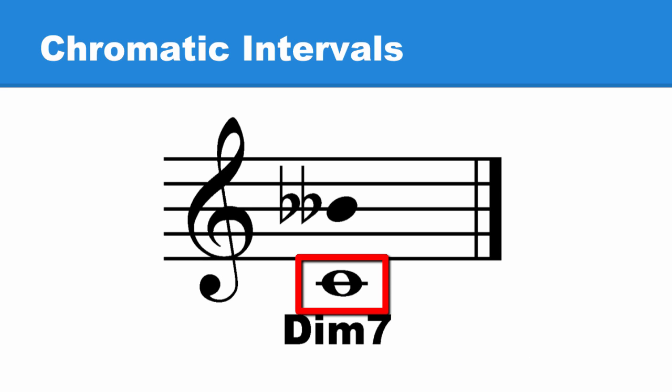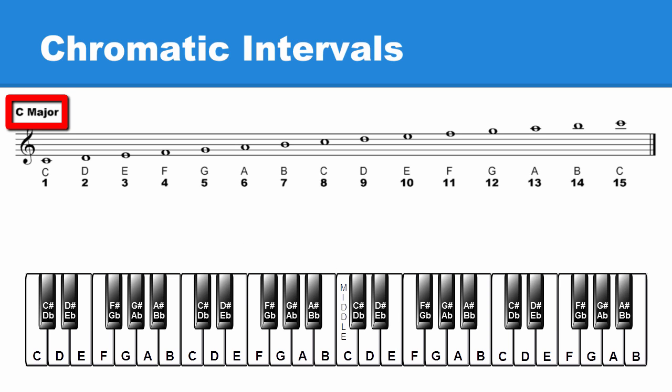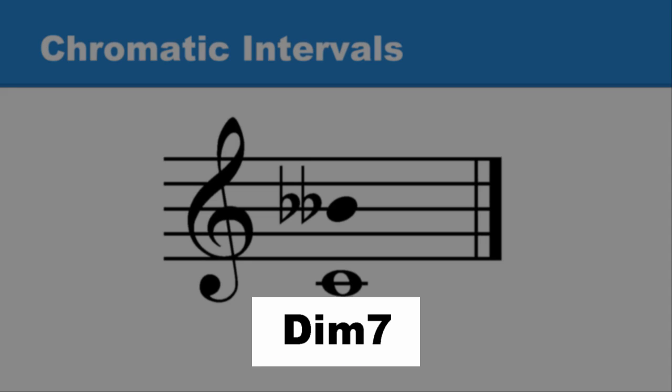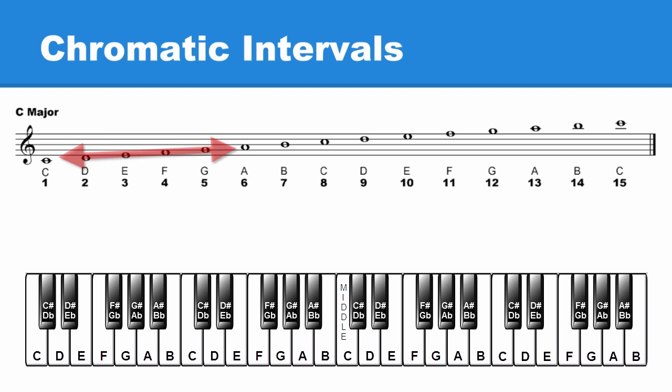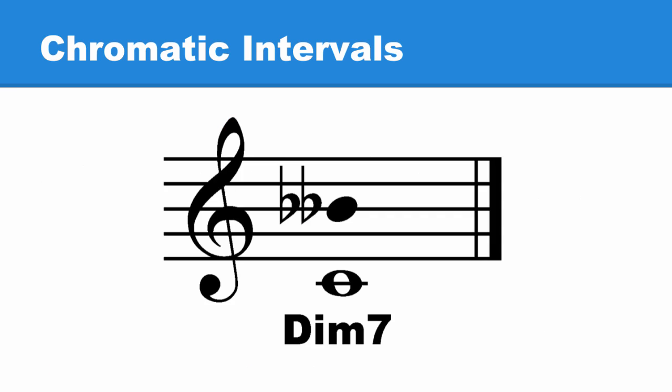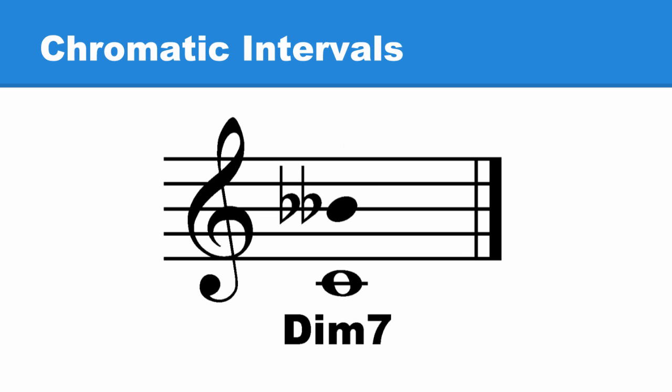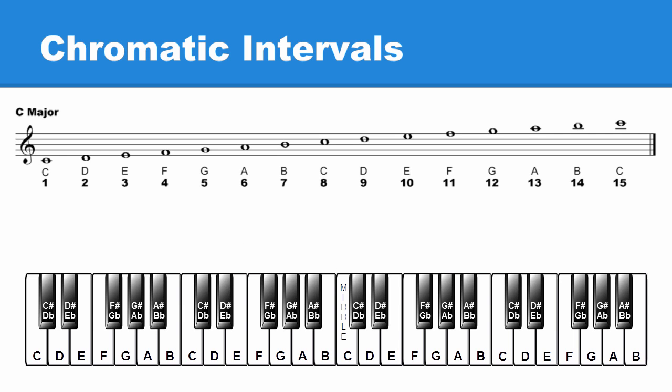Since C is on the bottom of this interval, we'll use the C major scale. In the C major scale, A is scale degree 6. But this interval is a diminished seventh. C to A is some kind of a sixth. We need some kind of a seventh. In the C major scale, B is scale degree 7. Since this interval is labeled as a diminished seventh, we know the top note of this interval must be some kind of a B, not some kind of an A.